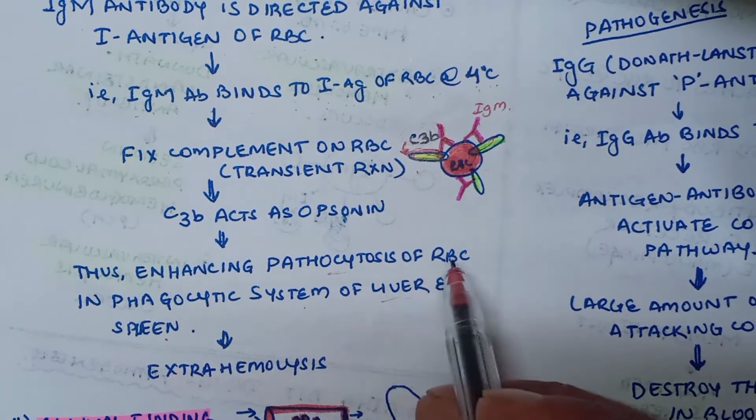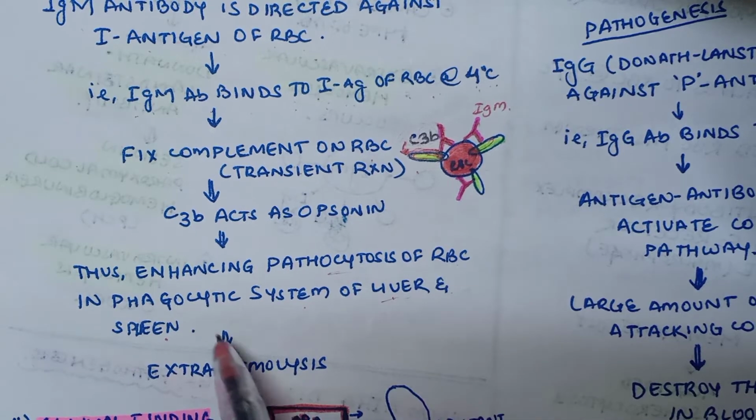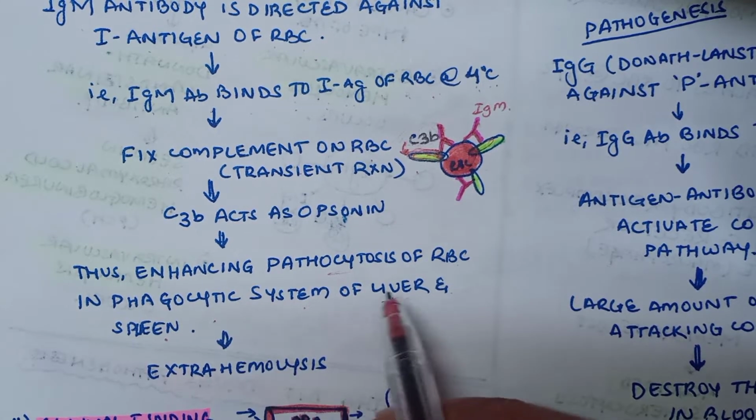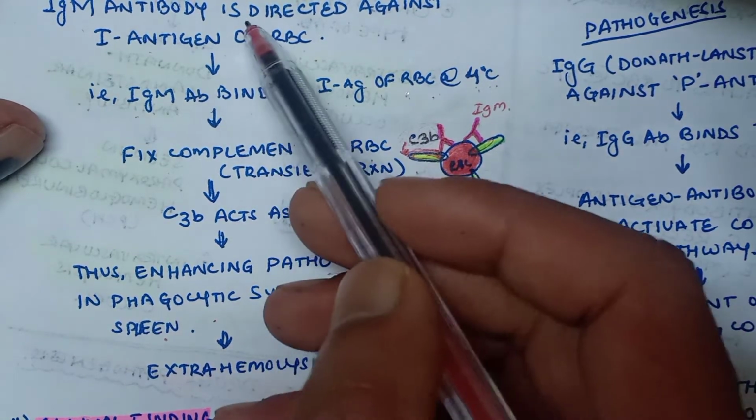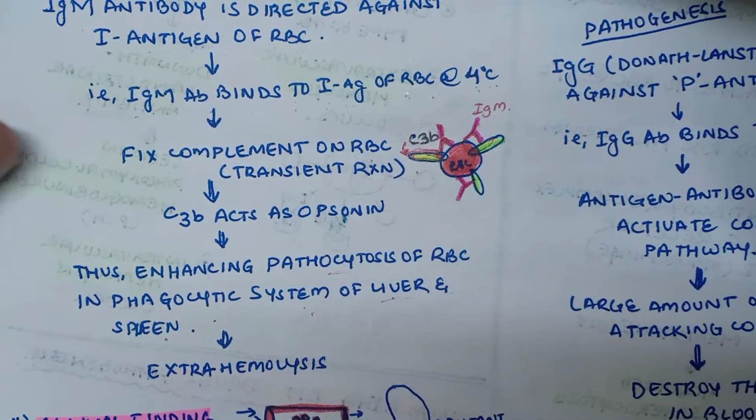So RBC will be destroyed in liver and spleen by the macrophages, and since it is occurring in spleen and liver, it is extravascular hemolysis. So this will result in extravascular hemolytic anemia. So we talked about molecular findings. Now we'll talk about clinical findings.